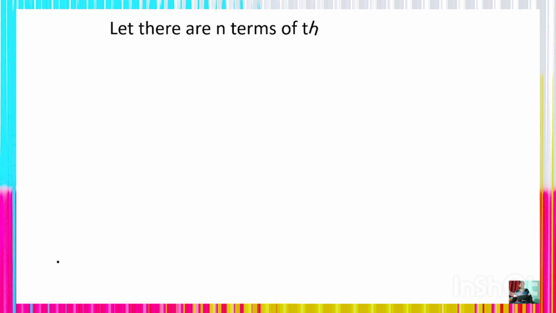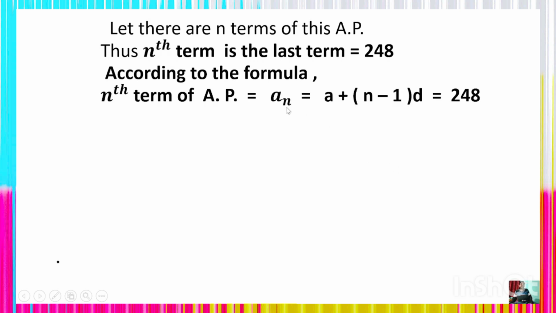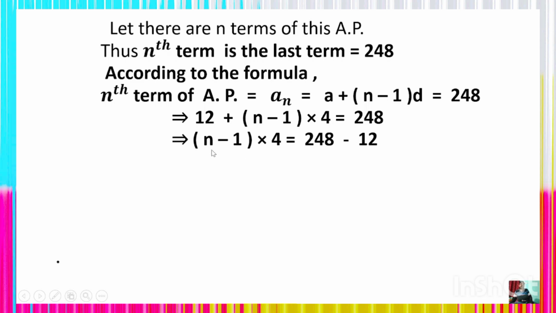Let there be n terms of this AP. Thus the nth term is the last term of the AP, which is 248. Using the formula, the nth term of the AP, an, is equal to a plus (n minus 1) into d, which is 248. So you get 12 plus (n minus 1) into 4 equal to 248, after using the values of a and d. After simplification, (n minus 1) into 4 is 248 minus 12, since the plus 12 is transposed to the right hand side. Thus (n minus 1) into 4 is 236.